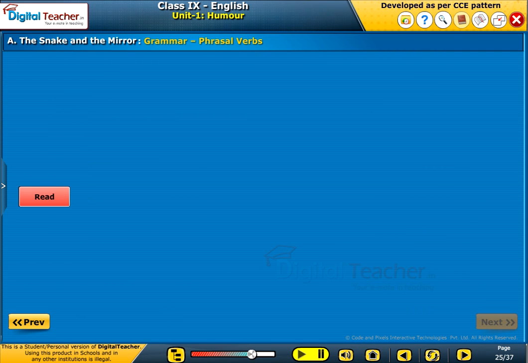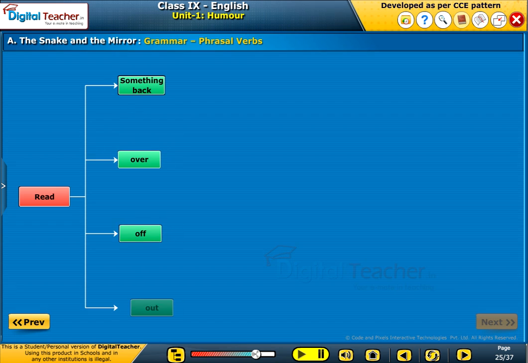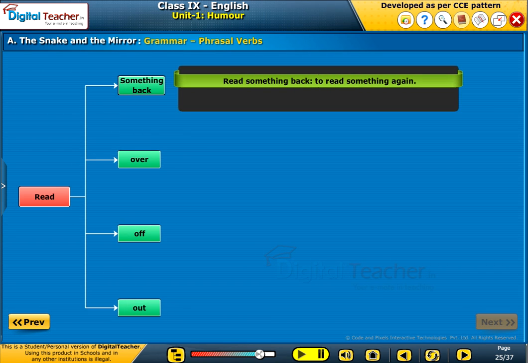Let us look at one more example. Now, let us see the different phrasal verbs that are made from the verb read and their meanings. Read something back. The meaning of read something back is to read something again.